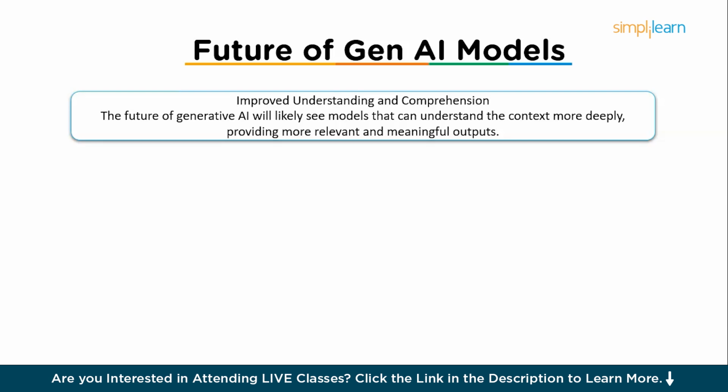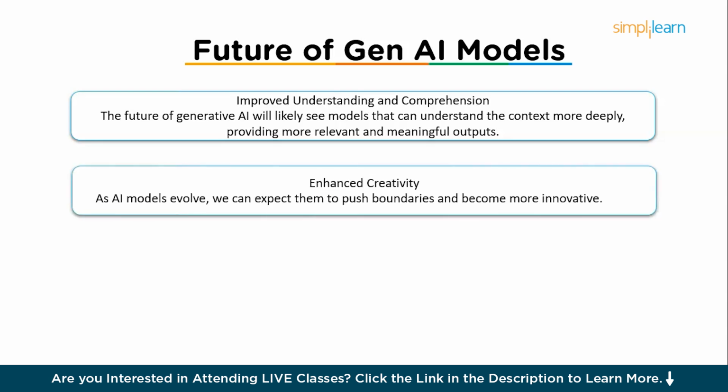So next, we'll move on to enhanced creativity. As AI models evolve, we can expect them to push boundaries and become more innovative. With advancements in techniques like reinforcement learning and neural architecture search, we could see AI producing truly original content, potentially revolutionizing fields like art, music, and literature.